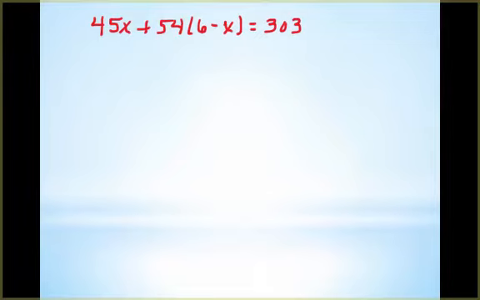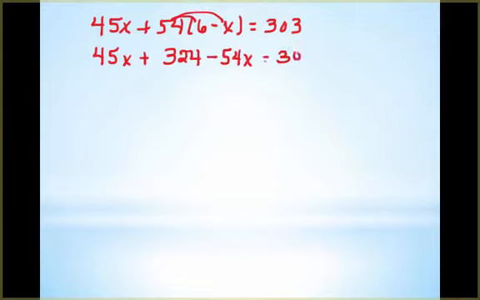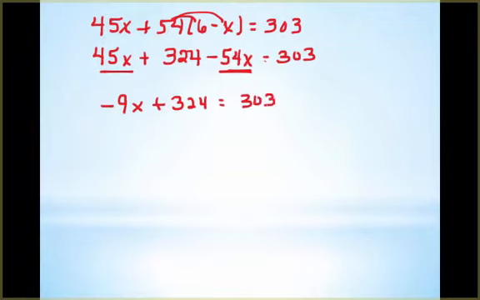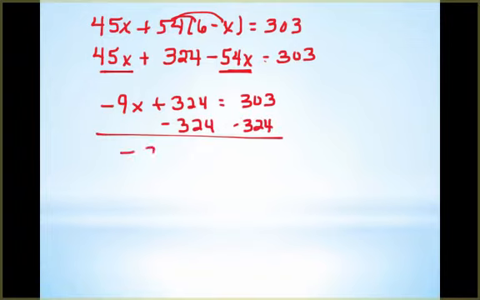Now let's take our equation and work through solving. So remember that the first thing we're going to want to do is the distributive property. So we'll take 54 times 6, and that's going to give me 324. And then 54 times negative x will give me negative 54x equals 303. Now I'll combine like terms. I have a 45 and a negative 54. Well, that's negative 9x plus 324 equals 303. Now we'll subtract our 324 and get negative 9x equals negative 21, and then we'll divide by negative 9.